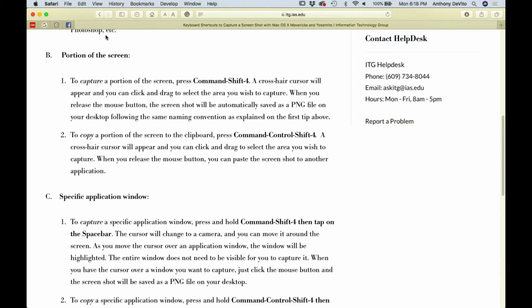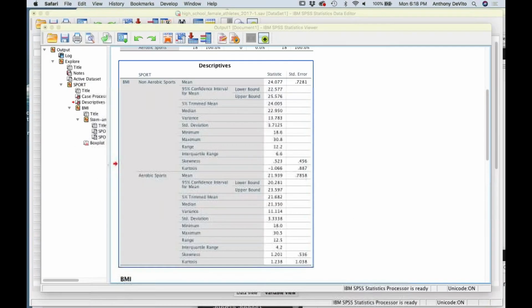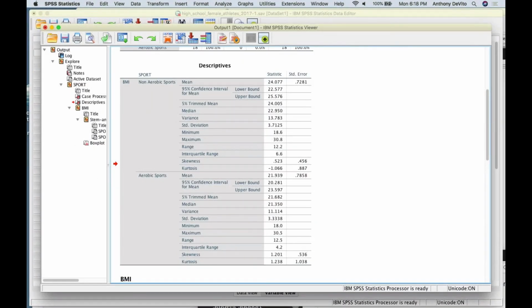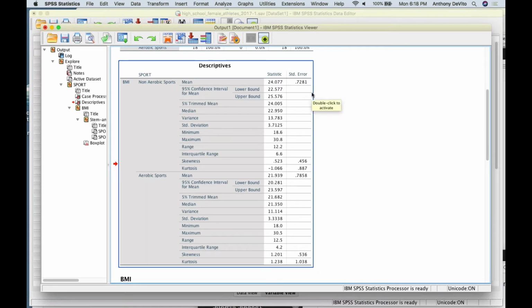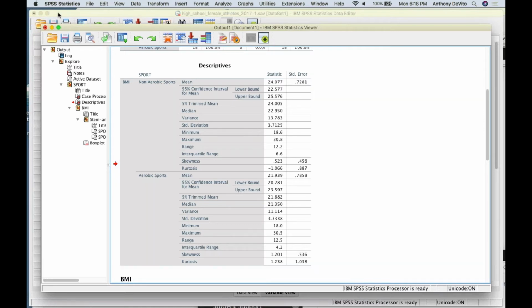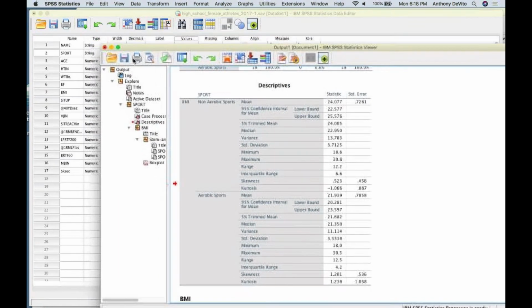Command Shift 4. Let me try that, see if it still works. Command Shift 4. Look, it turns into a cursor. Okay. And now, bing, it does the same thing as that Grab program does, except I think it just dumps it on the desktop. It doesn't give me any option. I think, right? Because I didn't see anything come up after that.